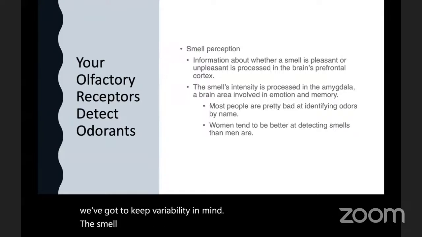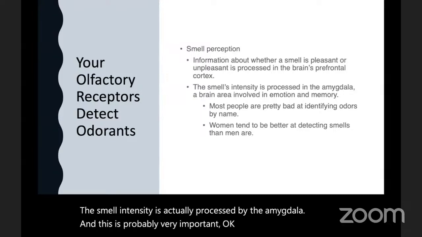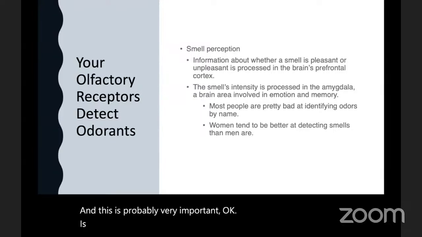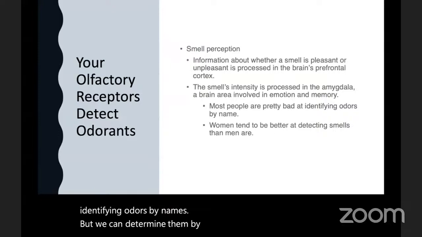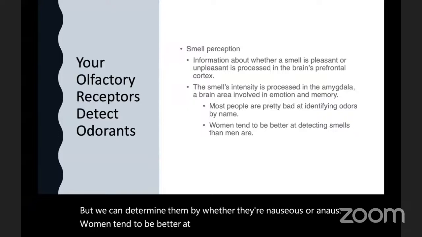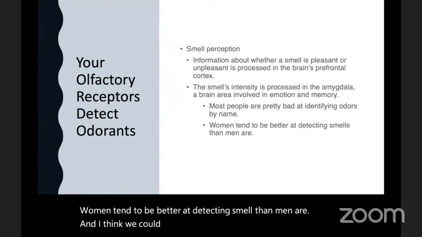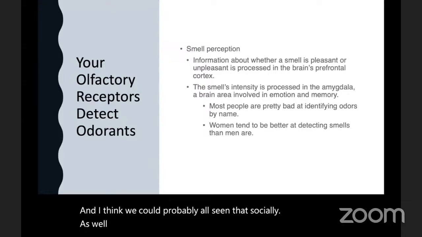The smell intensity is actually processed by the amygdala. And this is probably very important, okay? We should note that most people are pretty bad at identifying odors by names, but we can determine them by whether they're nauseous or unnauseous. Women tend to be better at detecting smell than men are. And I think we've probably all seen that socially as well. But one of the things I want to go back to is the amygdala, okay?